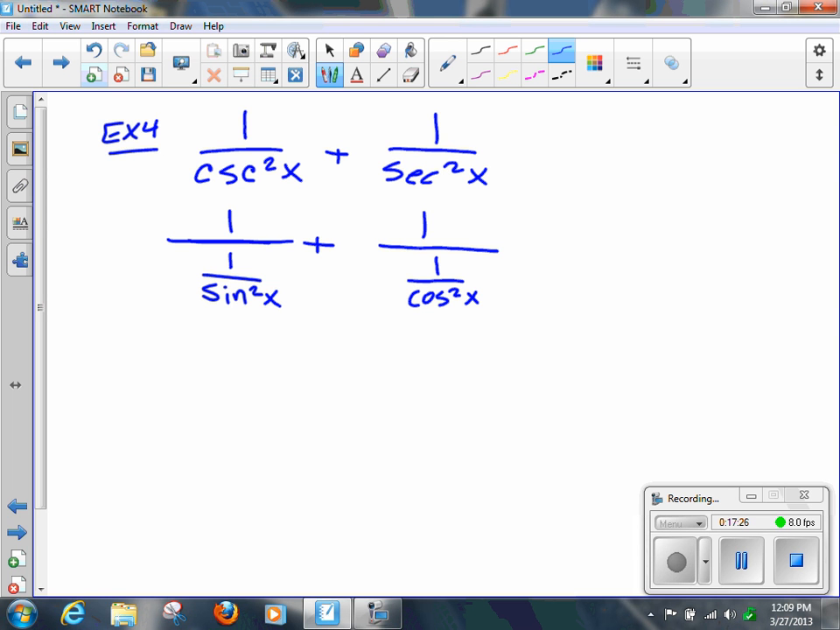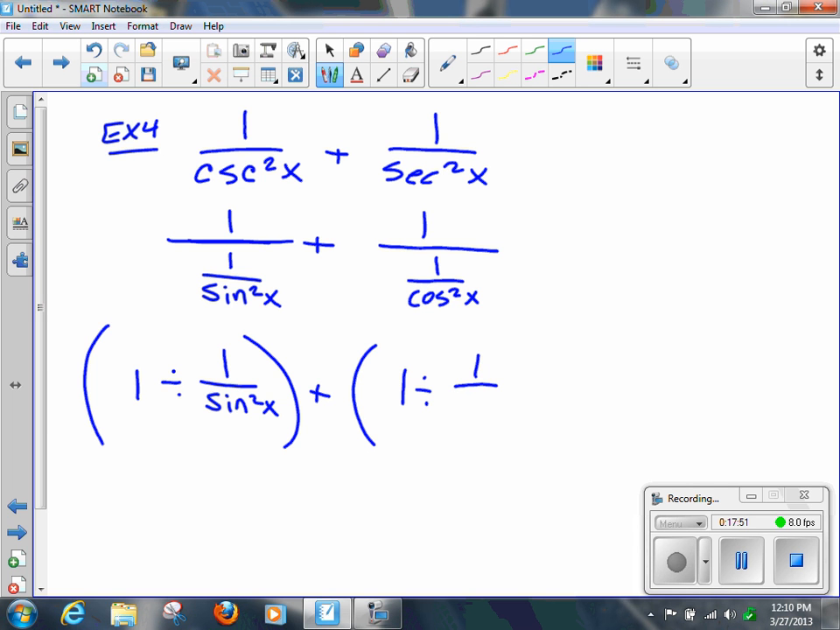Okay. Now Morgan's like, wait a minute. We got to fix that. And I agree, because that makes me crazy. This is like complex fractions, and y'all know there ain't nothing wrong with old school, so we're going old school. Get ready. 1 divided by 1 over sine squared, plus the quantity 1 divided by 1 over cosine squared.